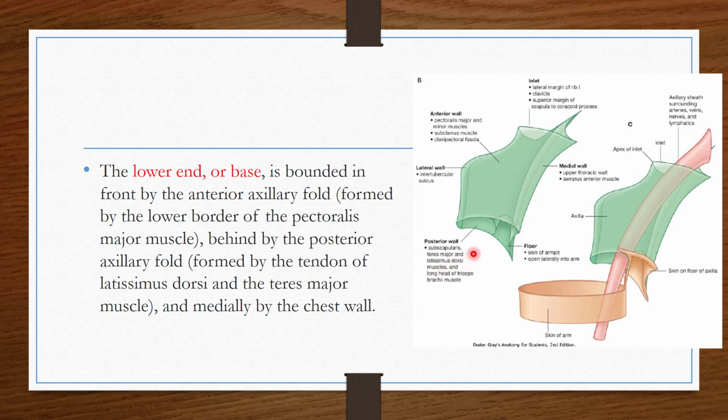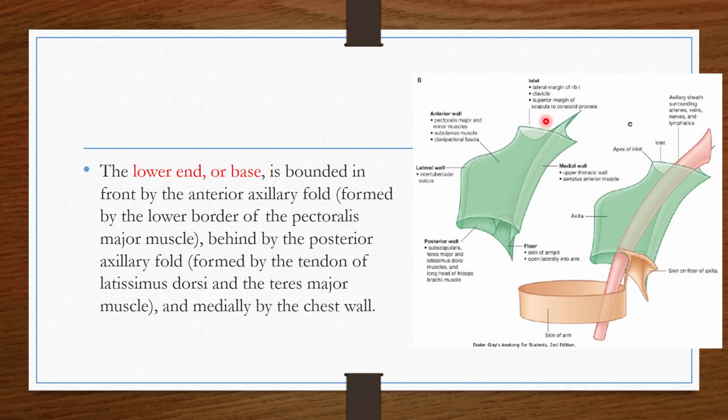The posterior wall or the posterior axillary fold is formed by three muscles which are subscapularis, teres major muscle and latissimus dorsi muscle. These muscles are present from above downwards. First of all, there will be subscapularis, then teres major muscle, and then latissimus dorsi muscle, which are present on the posterior wall of the axilla. The medial wall is formed by the upper thoracic wall and one muscle which is the serratus anterior muscle.